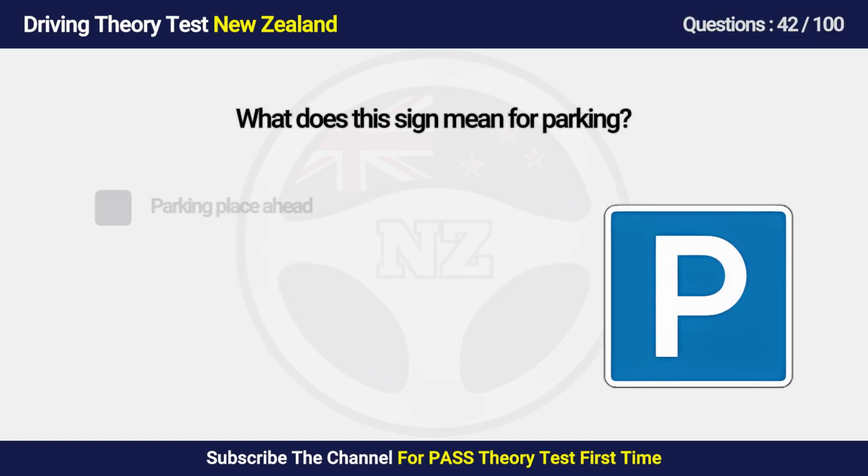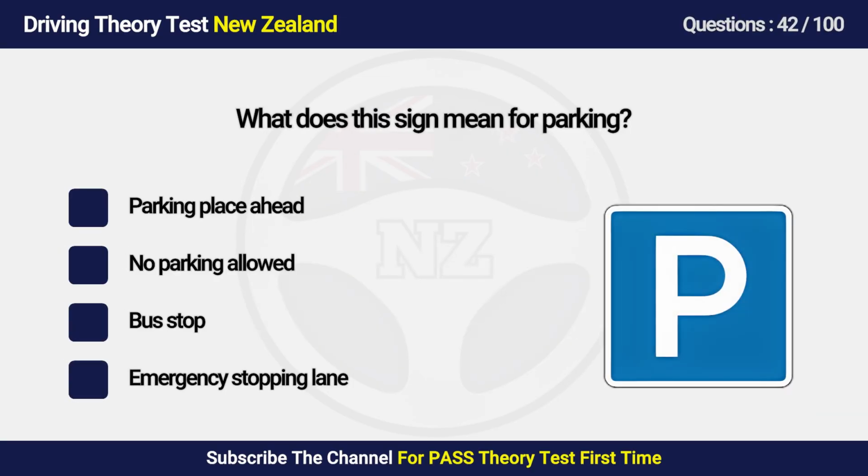Question 42. What does this sign mean for parking? A. Parking place ahead. B. No parking allowed. C. Bus stop. D. Emergency stopping lane.